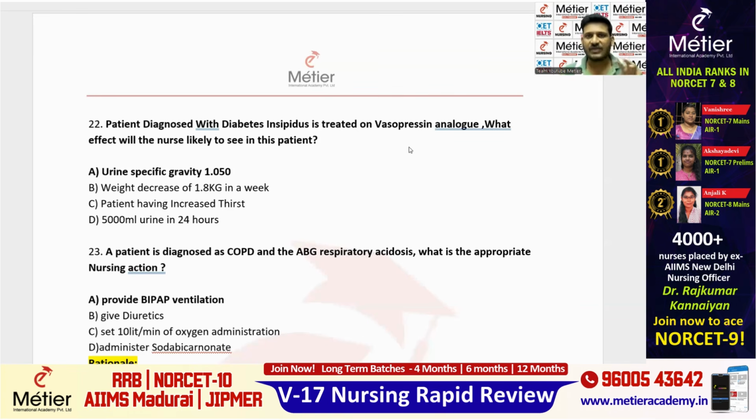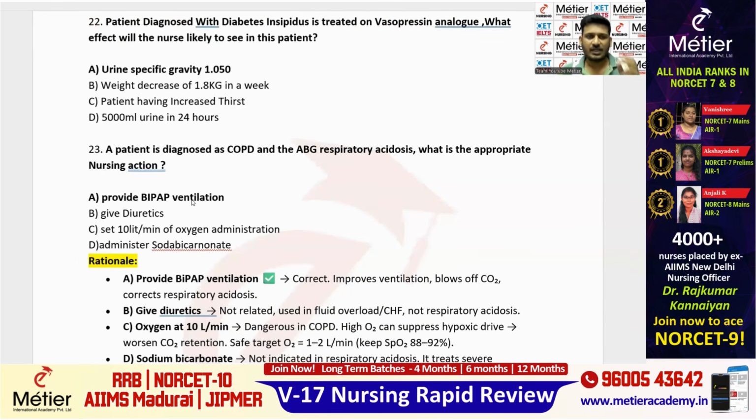Okay, fine. So if you have this concept, definitely you will go to option A, that is urine specific gravity is 1.050, and the normal value is also important. What is the normal urine specific gravity? 1.010 to 1.030 is the normal value of the urine specific gravity. But in this situation, the concentration of urine is going to get increased because of the drug vasopressin. So that's why here the urine specific gravity is abnormally high. So on the whole, the right answer is option A, that is urine specific gravity is 1.050. Clear, guys? Fine.